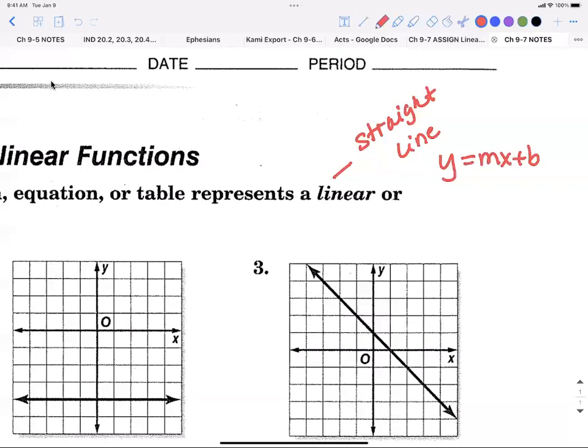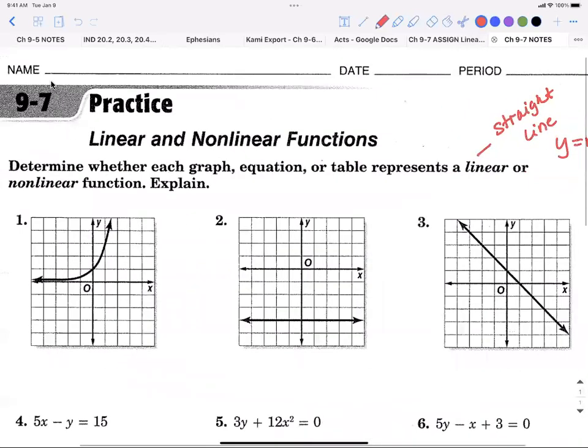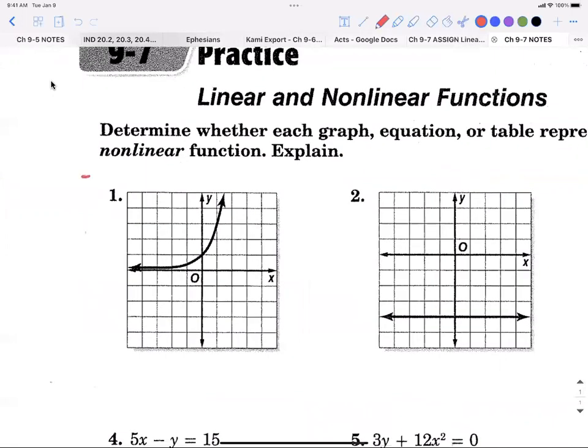Okay. And then on the other side of the coin, if you will, we've got nonlinear. Well, that just simply means not a straight line. So pretty straightforward there.